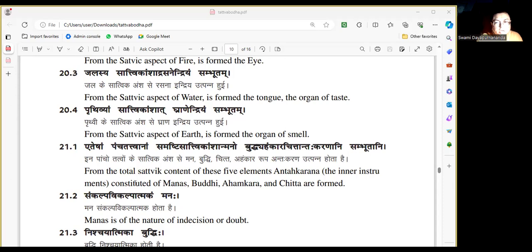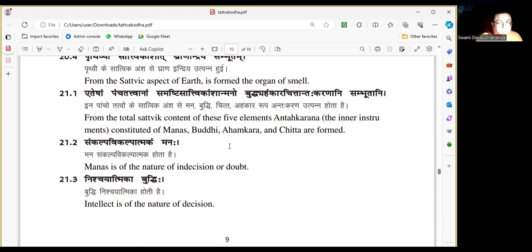And he says that Mana, Buddhi, Ahankara, Chitta come from this. Now he'll elaborate the division, function or definition of all these four. As we said, Antahkarana is one only, but according to how it functions, four names, four functions and four definitions are given. We'll first come to the definition of Mana as per its working. 21.2 he says, संकल्पविकल्पात्मकं मनः. The mind is of the nature of Sankalpa and Vikalpa, that is, of indecision or doubt.